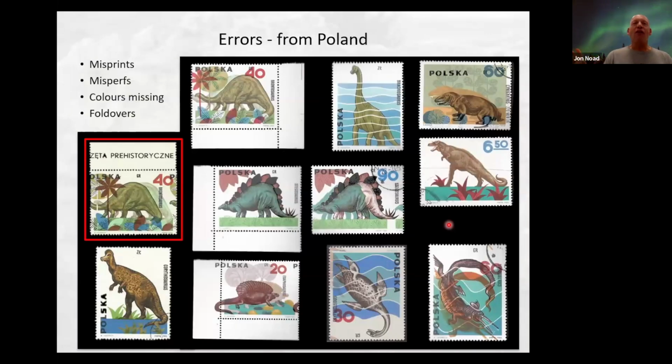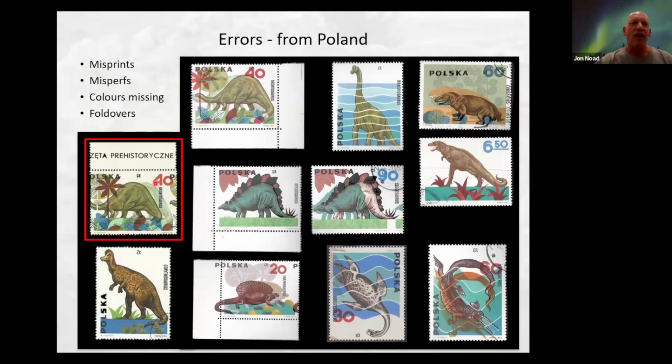Errors. Errors are, first of all, typically expensive, and I'm sure you all know about things like the Flying Jenny and other issues. So people love errors, and dinosaurs are no exception. So I have some examples here. This set from Poland, I think there's some hint that maybe the person who was printing these may have done some of these on purpose, but there are lots and lots of different errors that are associated with this set.